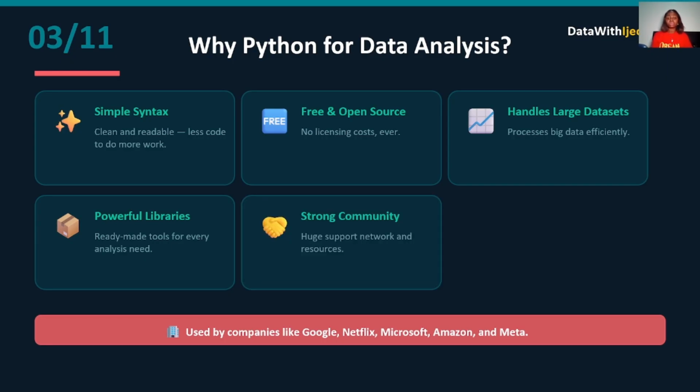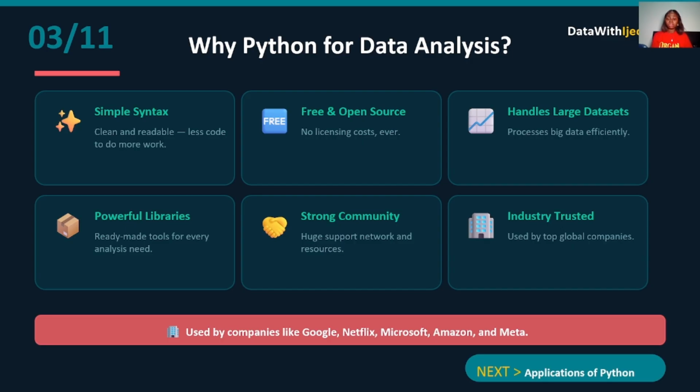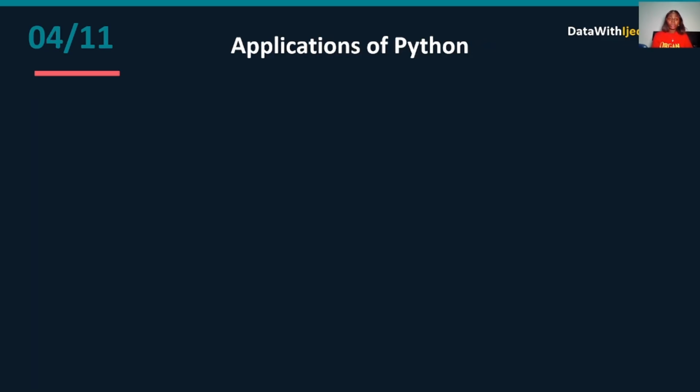Then Python has a strong community. It has a huge support network and resources. Finally, Python is industry trusted. It is used by top global companies like Google, Netflix, Amazon, and Meta. Next, we'll be looking at applications of Python. Let's look at applications of Python.